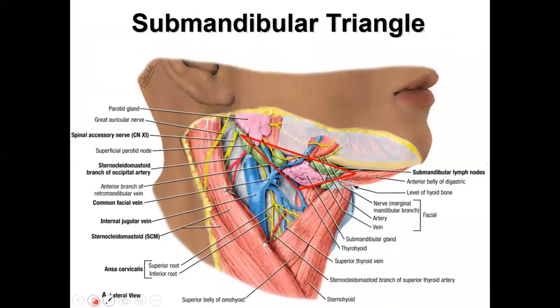Okay, so now we're going to talk about our submandibular triangle. So it's highlighted here in the red. Submandibular literally meaning below the mandible. And you can see in this picture the green lymph nodes, the pink submandibular gland, and then you also have the facial vein coming through.